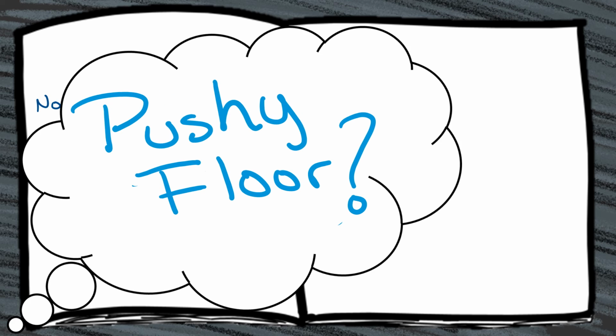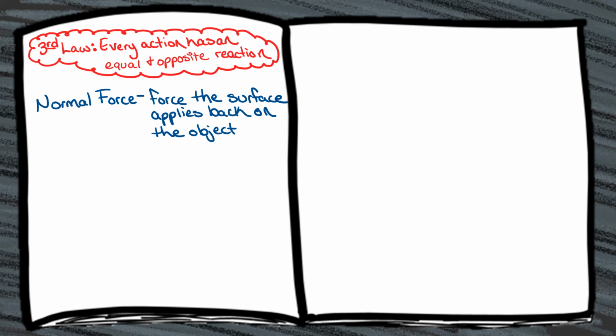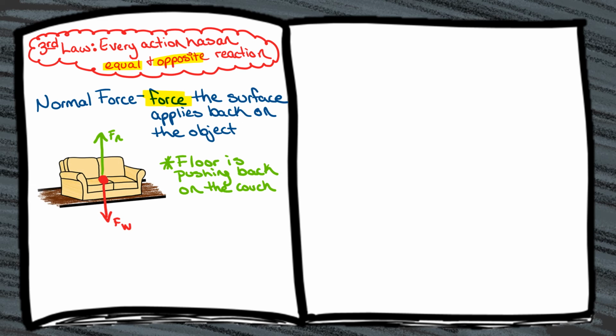Yes, Alex, based on the third law of motion, every action has an equal and opposite reaction. So in other words, when an object is pushing down on the surface based on its mass and acceleration due to gravity, which is what we call force weight, the surface pushes back on the object with equal force but in opposite direction. You got it, Alex. The downward force would be force weight, and the upward equal force would be normal force.